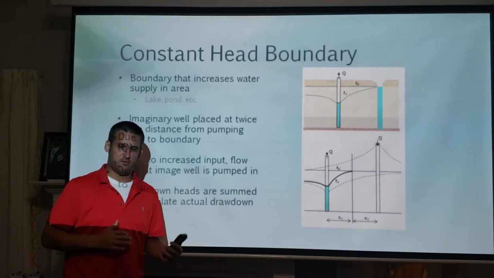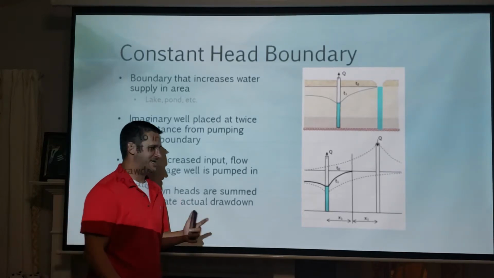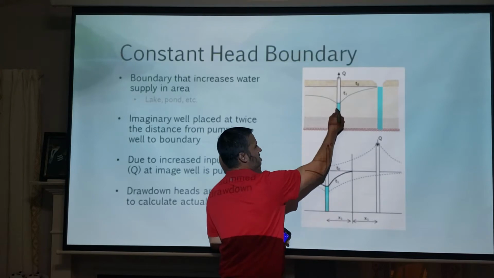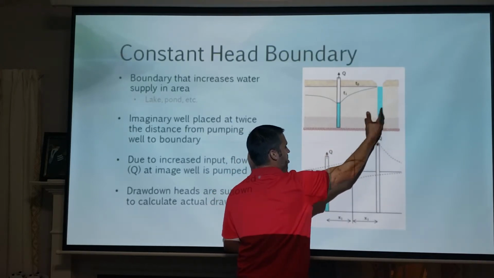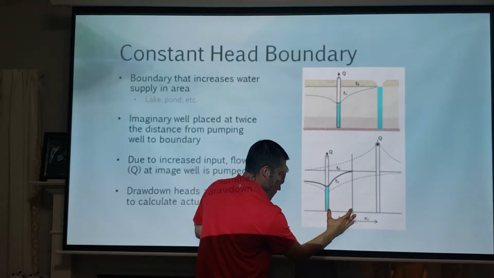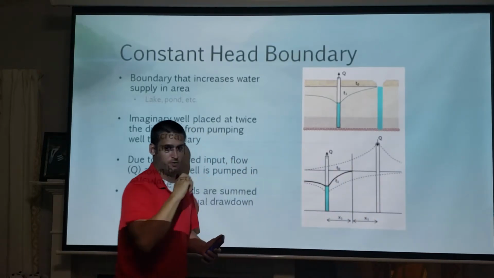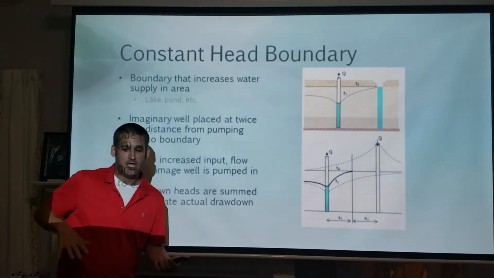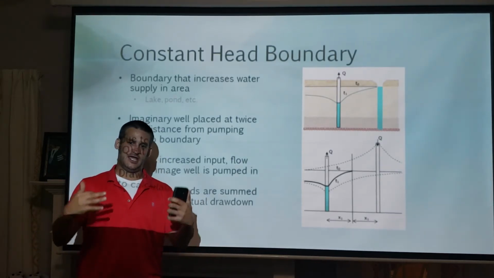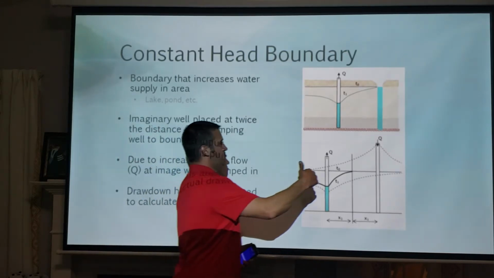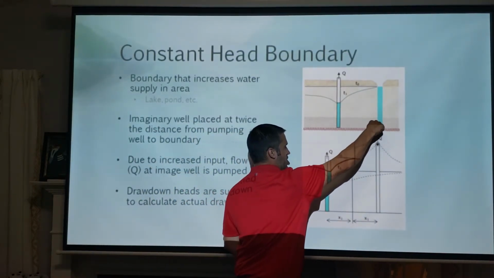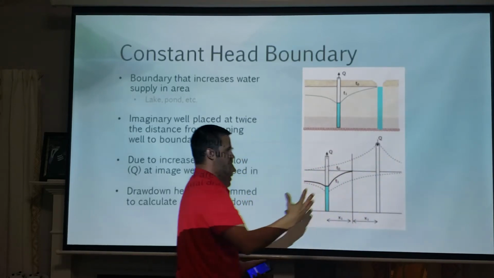So just like with the impermeable, you're going to measure the distance between the pump and the water, whatever it may be. And that's going to be this distance here. You're going to double that. That's where you're going to put your imaginary well. Okay, since we have water coming in, this is going to be an input well. Water from the water source is coming in the imaginary well.